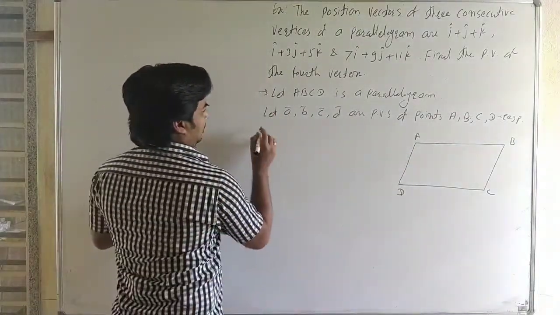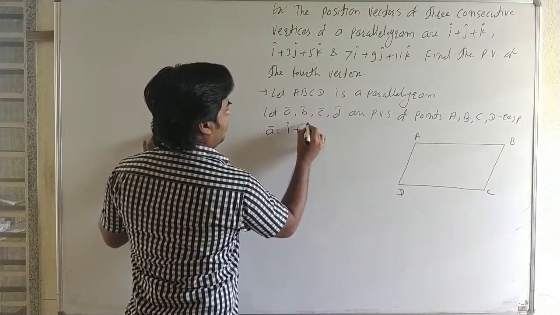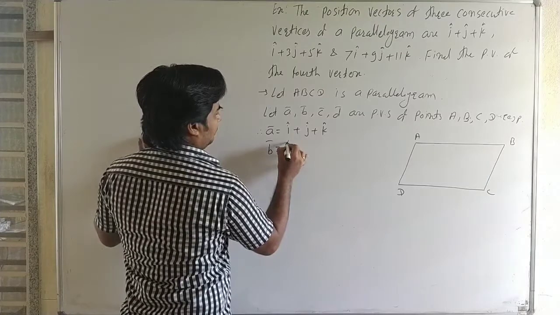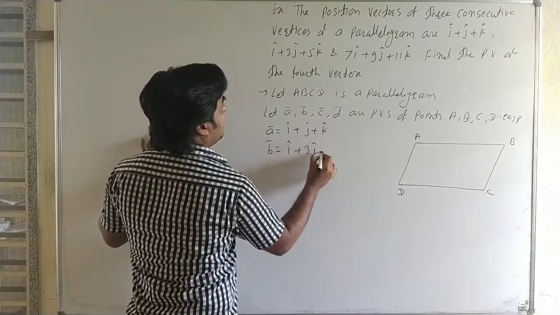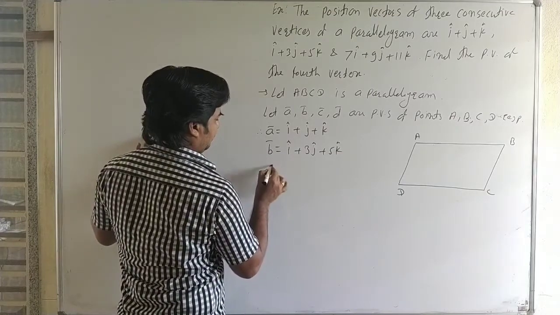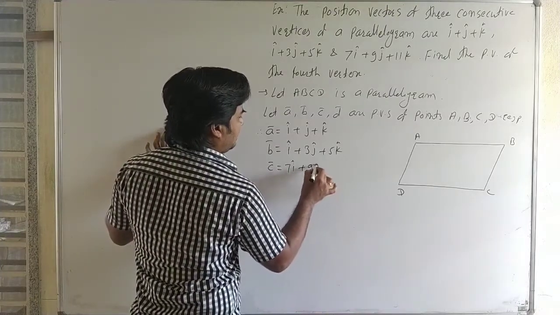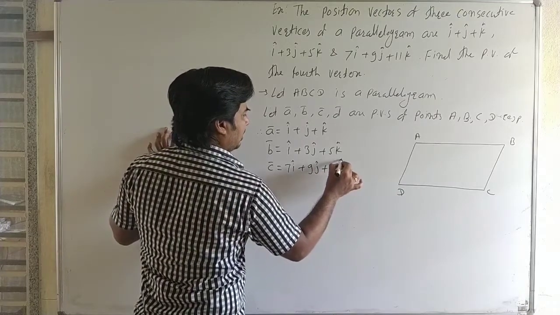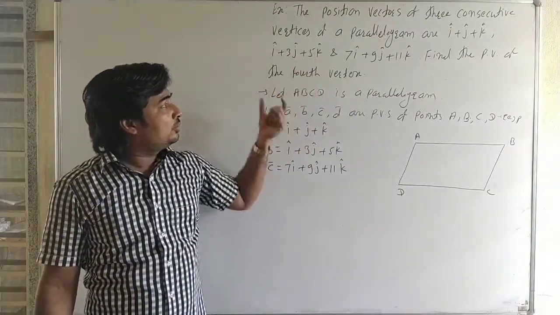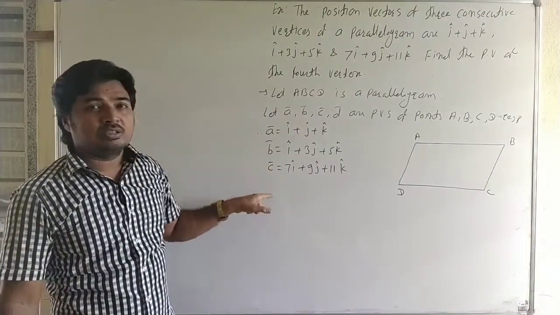Therefore A bar is equal to i cap plus j cap plus k cap, B bar is equal to i cap plus 3j cap plus 5k cap, and C bar is equal to 7i cap plus 9j cap plus 11k cap. Now we find the fourth vertex D. We find the position vector of the fourth vertex, that is D bar, given A bar, B bar and C bar are the vertices of the parallelogram.